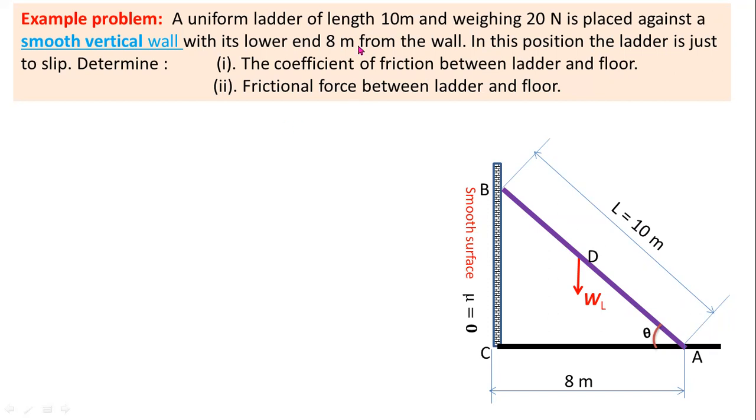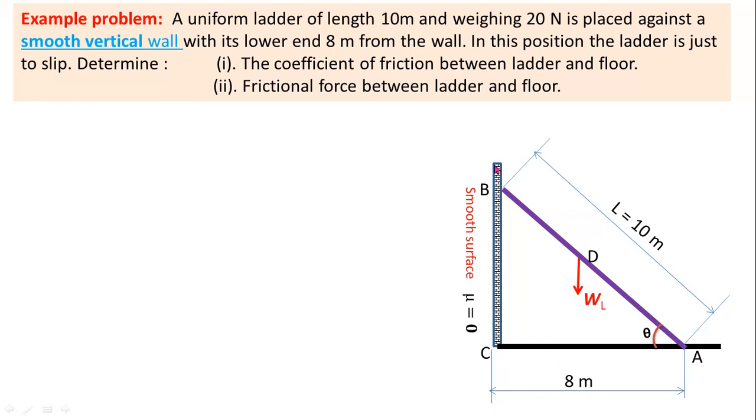Also here the self weight of the ladder is given, that is WL. WL is the self weight of a ladder, WL equal to 20 newtons, and the length of the ladder L equal to 10 meters. And the position of this ladder is also given. The distance between the vertical wall and the lower end A is 8 meters, here AC equal to 8 meters.